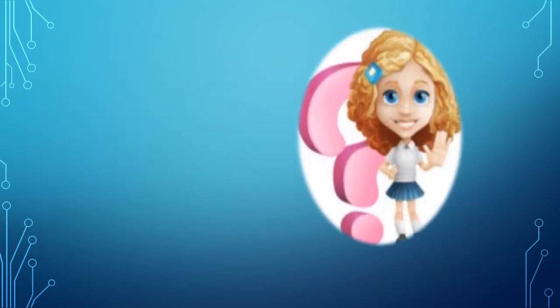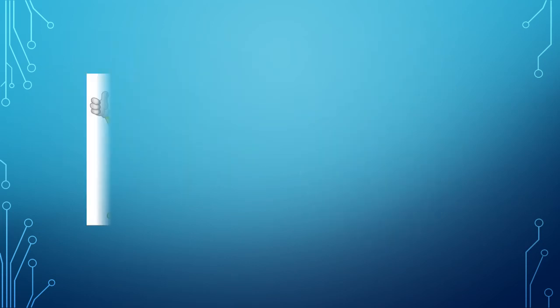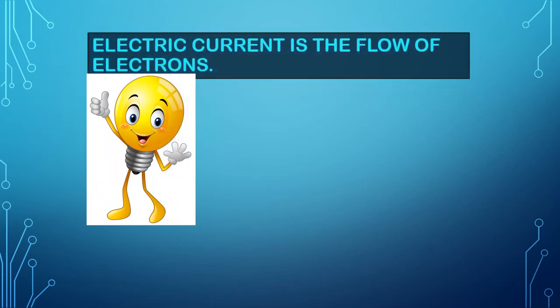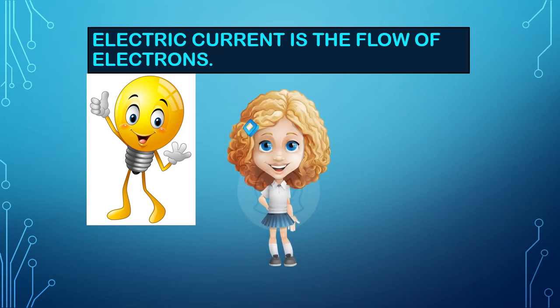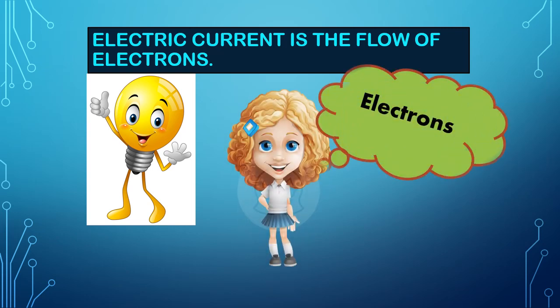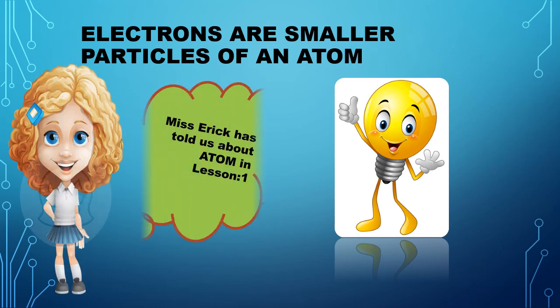Wait, Sparkle, and tell me, what is this current made up of? Ellie, I have told you a few seconds before that electric current is the flow of electrons. Oh yes, you told me. But what are electrons? Electrons are smaller particles of an atom. Oh yeah, I remember. Miss Eric has told us about atoms in lesson 1.